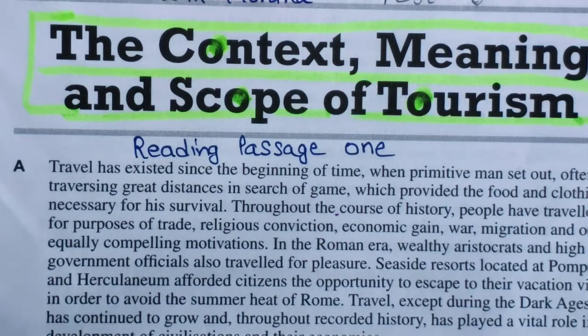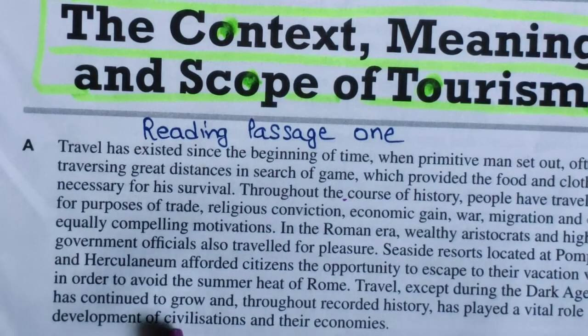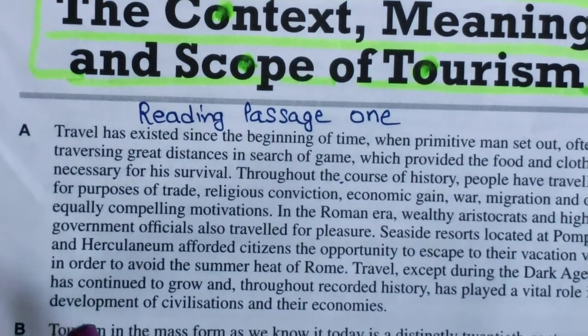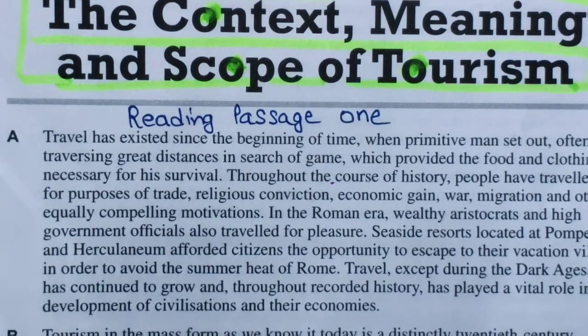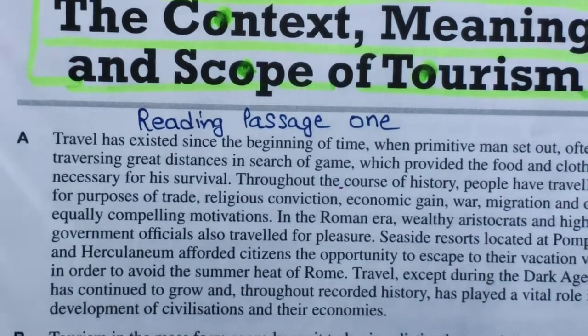Now you can see this reading has been divided into different paragraphs with names A, B, C, D. It means the questions must be list of headings or finding the information. Let's proceed and look at the types of questions we have.